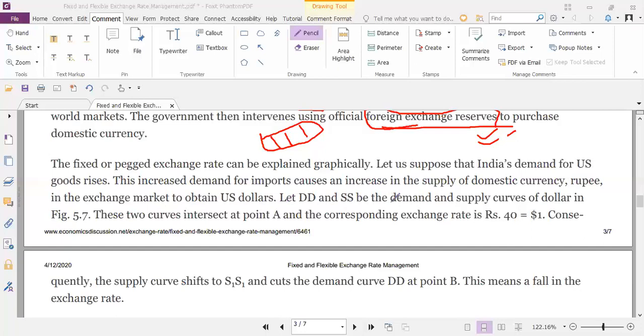The supply of domestic currency, rupees, in exchange market to obtain US dollar, right? Let demand and supply be the demand and supply curve. Okay, DD and SS are demand and supply curve. So this thing you should note, underline it.